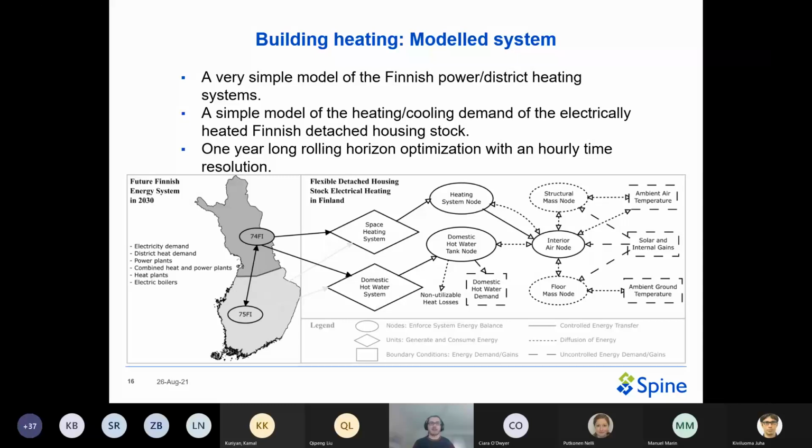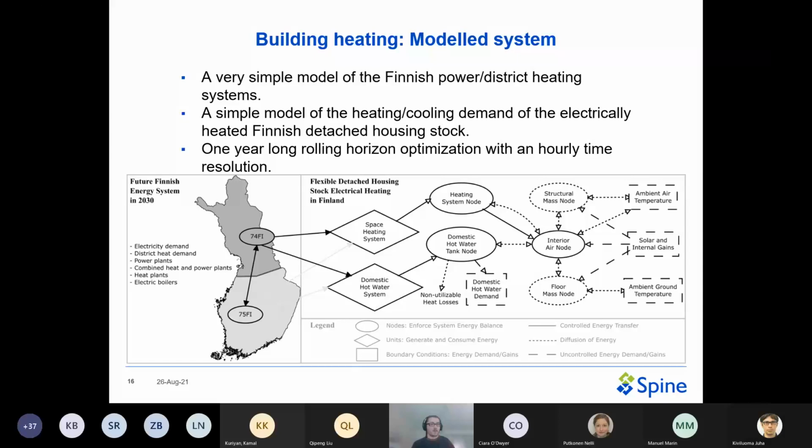So basically, we simply had an electric resistance heater for the domestic hot water system, which takes electricity from the electricity system and converts it into heat in the domestic hot water tank. And similarly for the space heating system, you simply take the electricity, have it go through the space heating unit and be converted into heat on the heating system node. And this whole system was optimized using SpineOpt for a year-long rolling horizon optimization problem with an hourly time resolution.